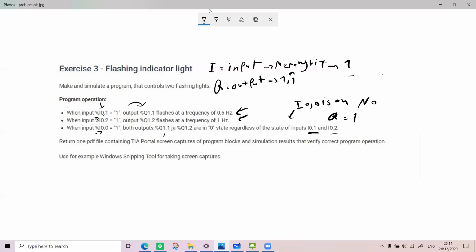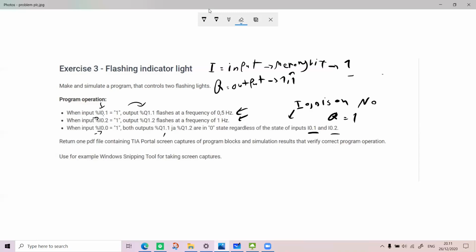As long as the main switch is on, it does not allow either of those outputs to be on. So how do we make a system like this? I guess this is quite simple. You can just think about it logically, but it can get complicated really fast.